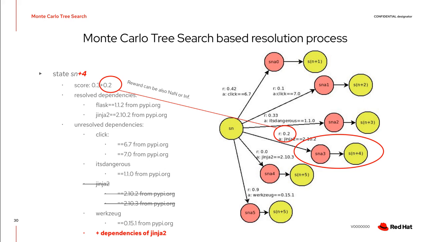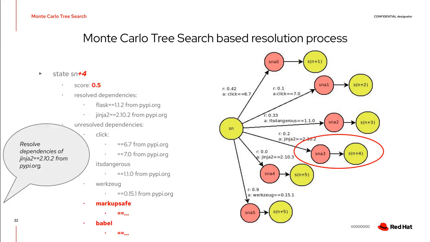Okay, so we know that we need to add unresolved dependencies from resolving Jinja 2 in that specific version, and it again adds new packages to unresolved dependencies in state Sn+4, and we continue this process until we don't have any packages in the unresolved dependency set. In that case we would have the final state, which states a fully resolved software stack with some score that corresponds to the cumulative reward signal.